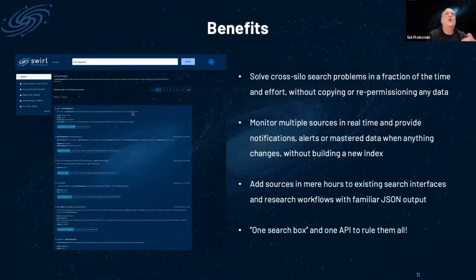The benefits of Swirl and Metasearch generally are these. You solve cross-silo search problems in a fraction of the time and effort. There's no copying, extracting, indexing, remodeling, or repermissioning any data. You don't have to bring up a lot of new compute, and you certainly don't need a multiple or a large fraction of the original source data allocated to do Metasearch.